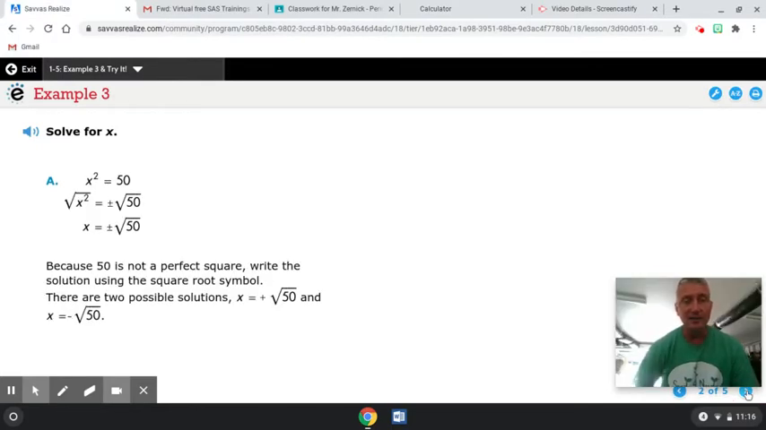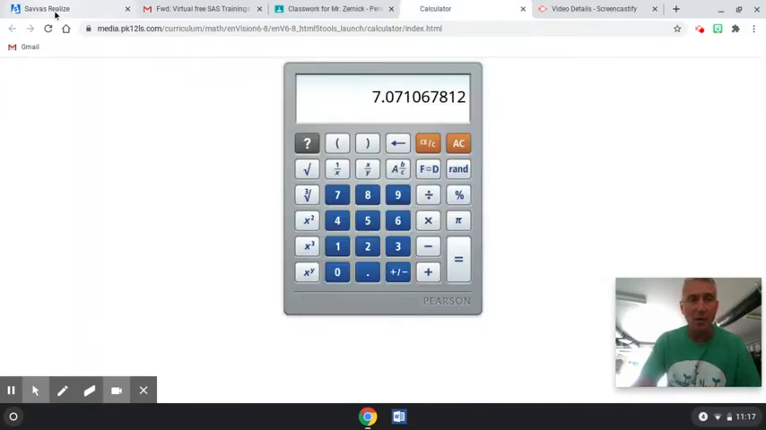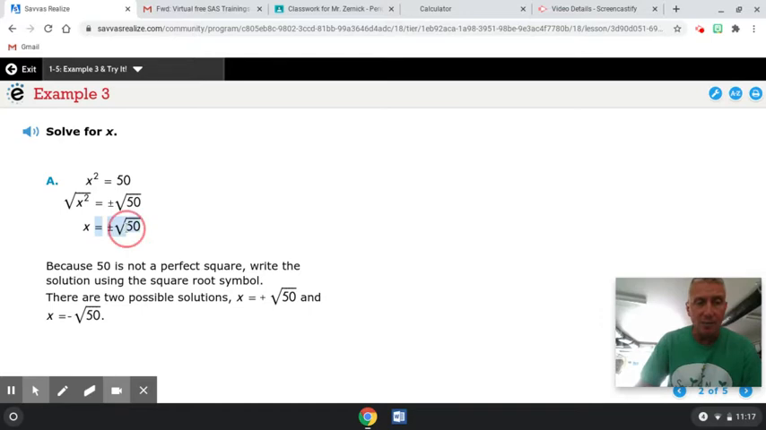When we write this, we can get the square root of both sides. So the square root of x squared is just simply equal to x, and the square root of 50 is the positive or negative square root of 50. We don't have to write down this calculator number. All we need to write down is the positive or negative square root of 50. Now, there are two possible solutions. X could be the positive square root of 50 and the negative square root of 50.